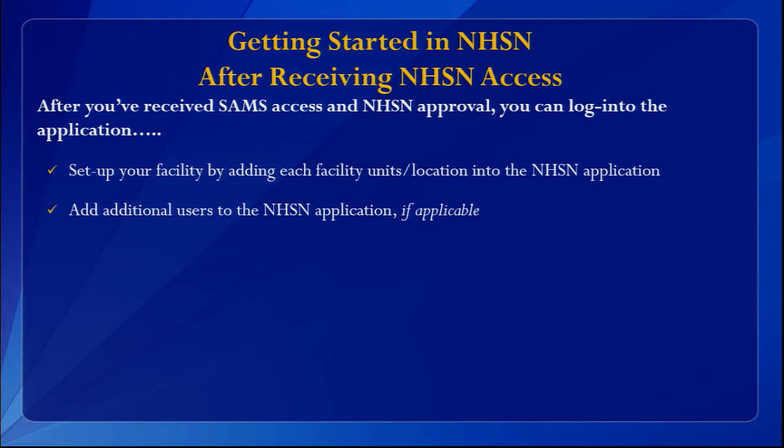Once you gain access, you need to go in the application, and we call it map your individual units within the nursing home or the long-term care facility so that those units are set up and identified within that NHSN application. Next, if you have additional users at the facility who would like to have access to NHSN and to help you report, then you would add those additional users. And by doing that, the application would automatically generate an email to those users with important steps of getting started to get SAMified.